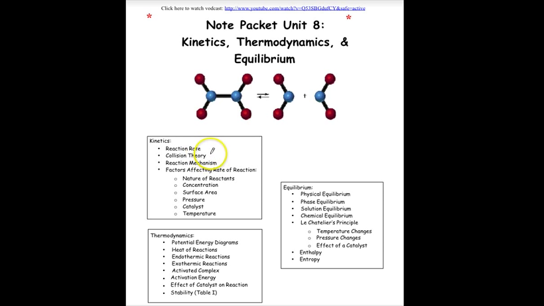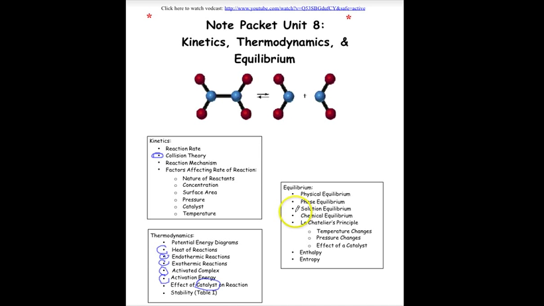First of all, the terms that you should know the definition for. Collision theory is something that's extremely important. You should know the definition of collision theory. You should know what heat of reaction is. These you should already know: endo versus exothermic, activated complex, activation energy. You should definitely know the term catalyst. That's one of the top 20 terms on the Regents exam.